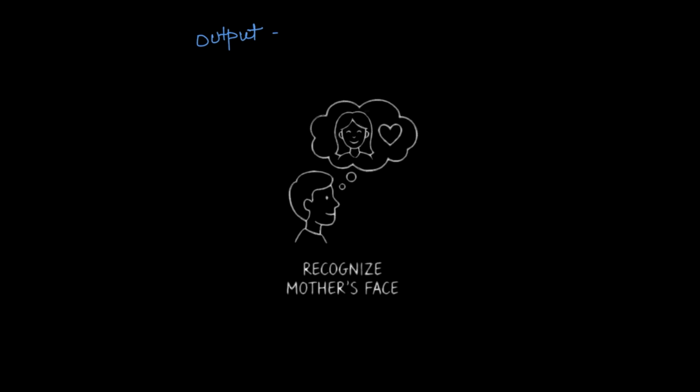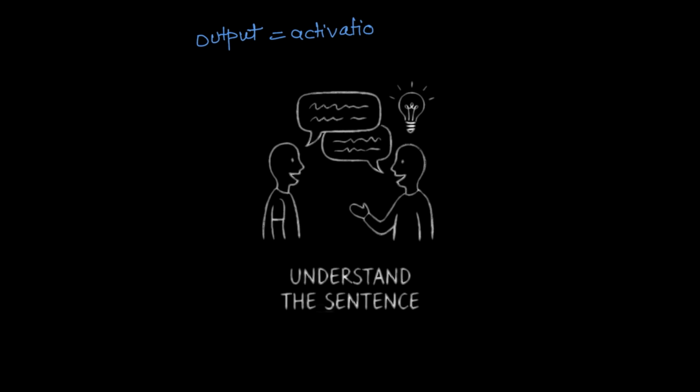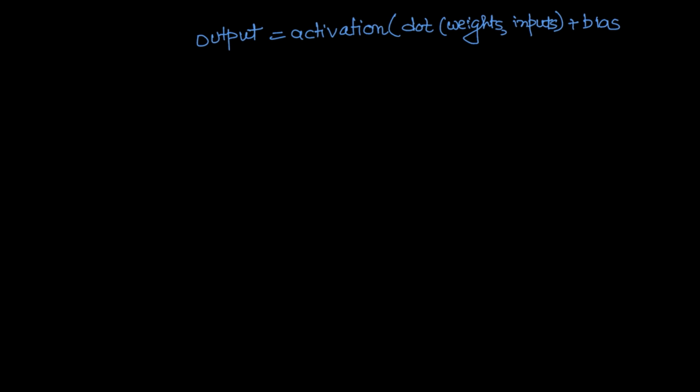What if I told you that the reason you recognize your mother's face, drive a car, or even understand the sentence I'm speaking right now all boils down to a mathematical imitation of this single line of code? Output is equal to activation multiplied by dot product of weights and inputs plus bias.